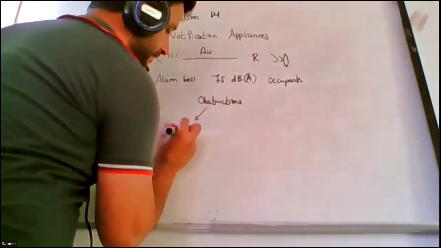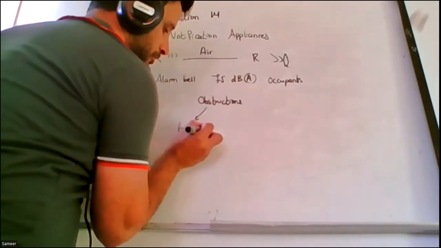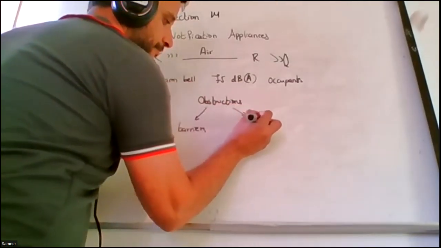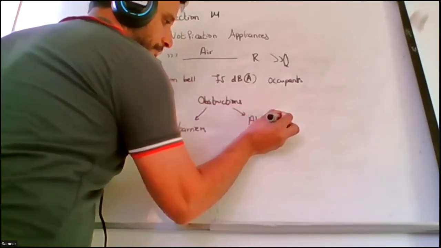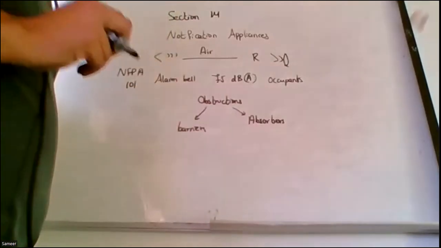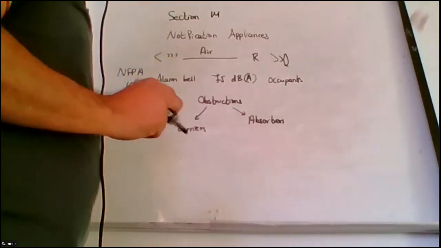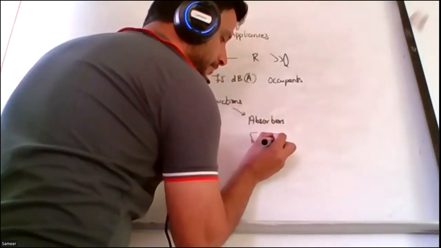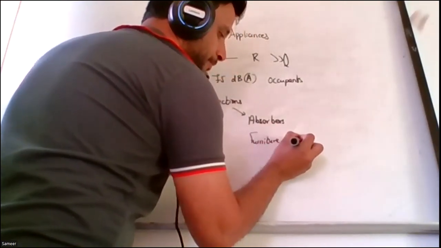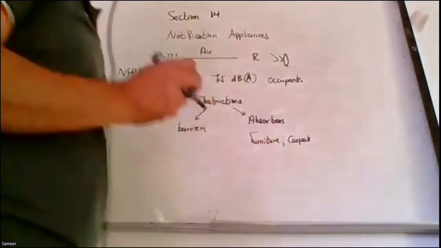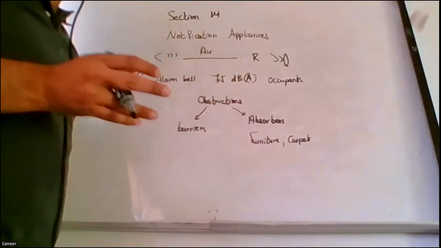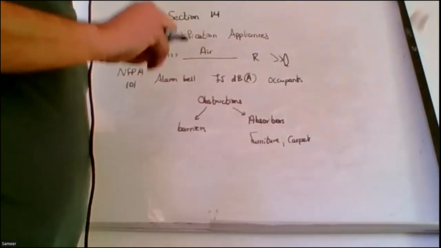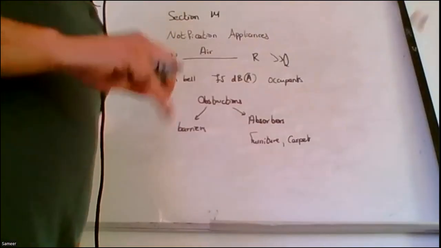Either it could be barriers or it could be absorbers. For example, in a room, the furniture is an absorber. Carpet is an absorber. Any type of wall coatings are all absorbers, which means the noise is absorbed and the intensity of the noise will be less.